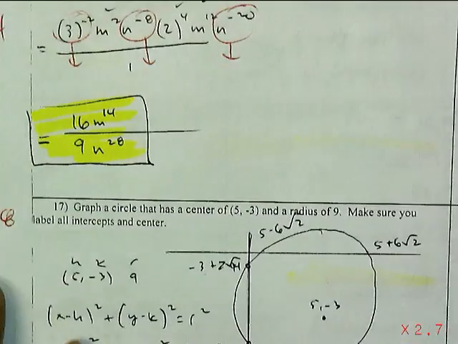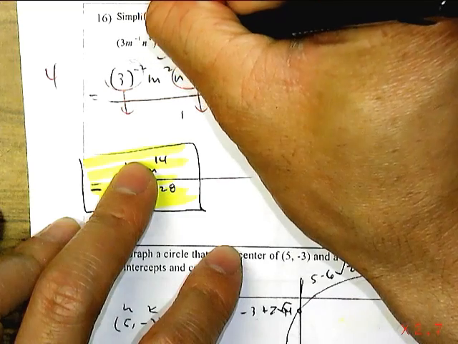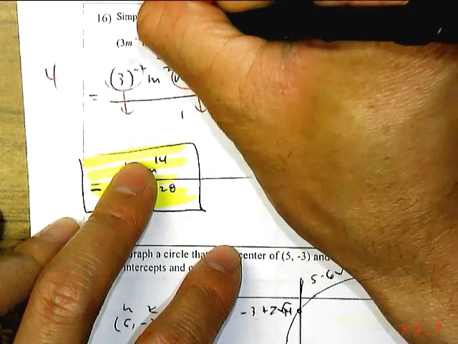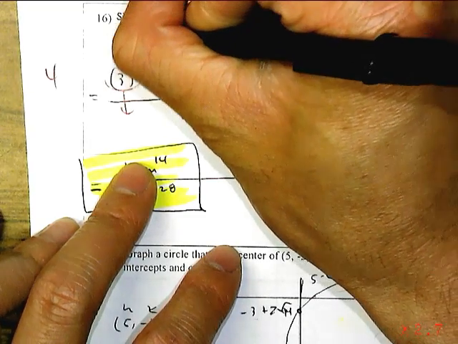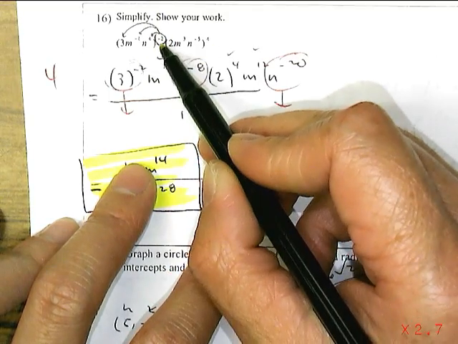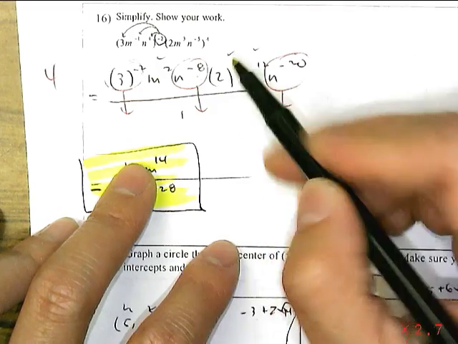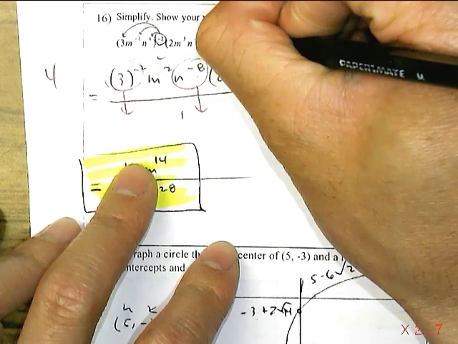Question number 16, free response question. First thing I'm going to do is distribute the negative exponent to each of those. Even to that 3, it has an invisible exponent of 1, so that would be negative 2. Negative 2 times negative 1 is positive 2. Negative 2 times 4 is negative 8. Same thing over here, just distribute.